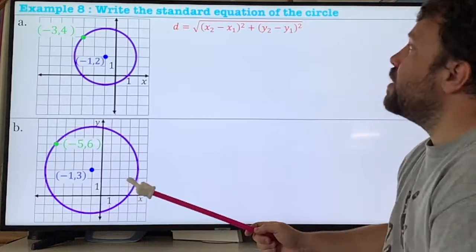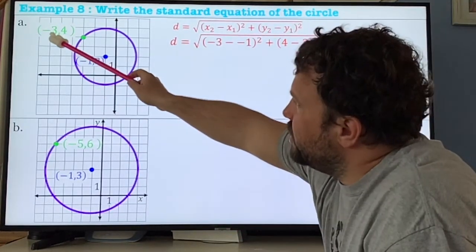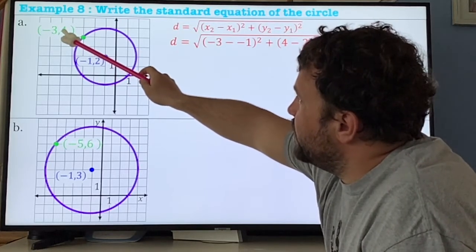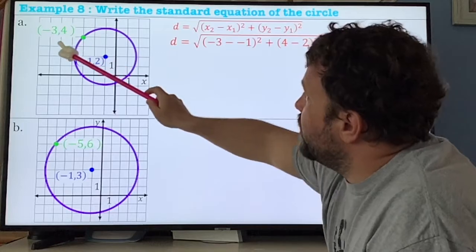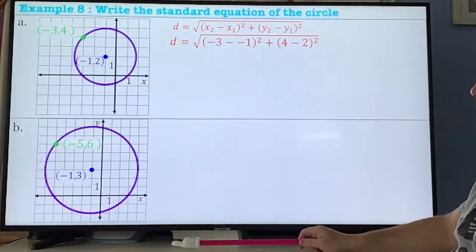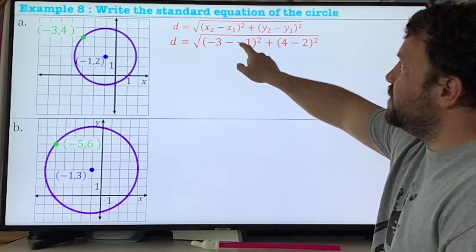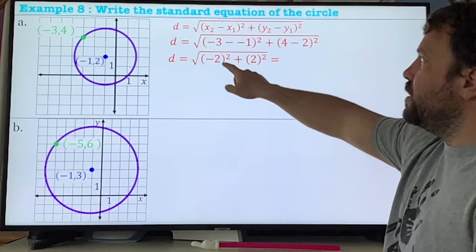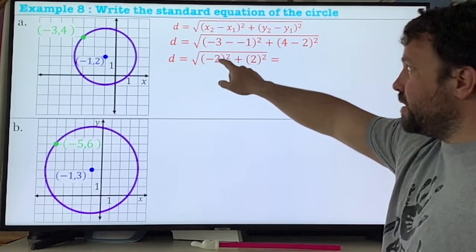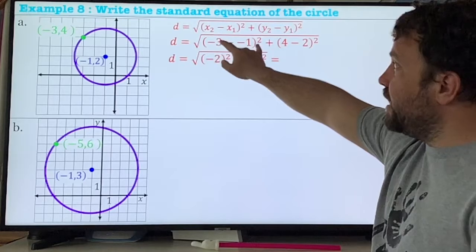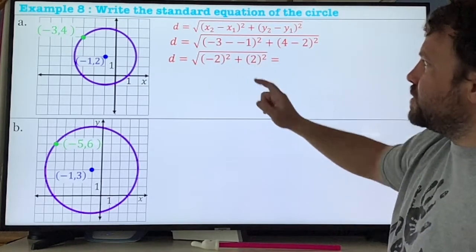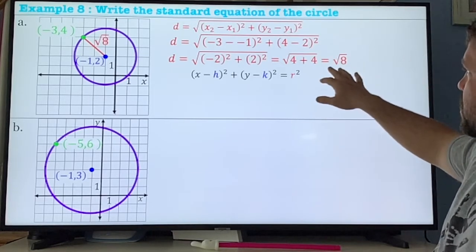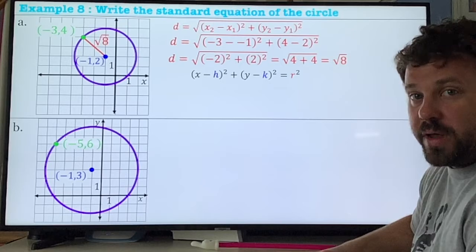So x2, this will be our second point, negative 3, minus negative 1, quantity squared, plus 4 minus 2, quantity squared. 3 minus negative 1 is plus 1. Negative 3 plus 1 is negative 2 squared, plus 4 minus 2 is 2 squared. When you square a negative number, it's always positive. So if you're using a calculator, make sure you have every negative in parentheses. This becomes 4, this becomes 4, square root of 4 plus 4, square root of 8, which is your r, all right? Your radius is square root of 8.